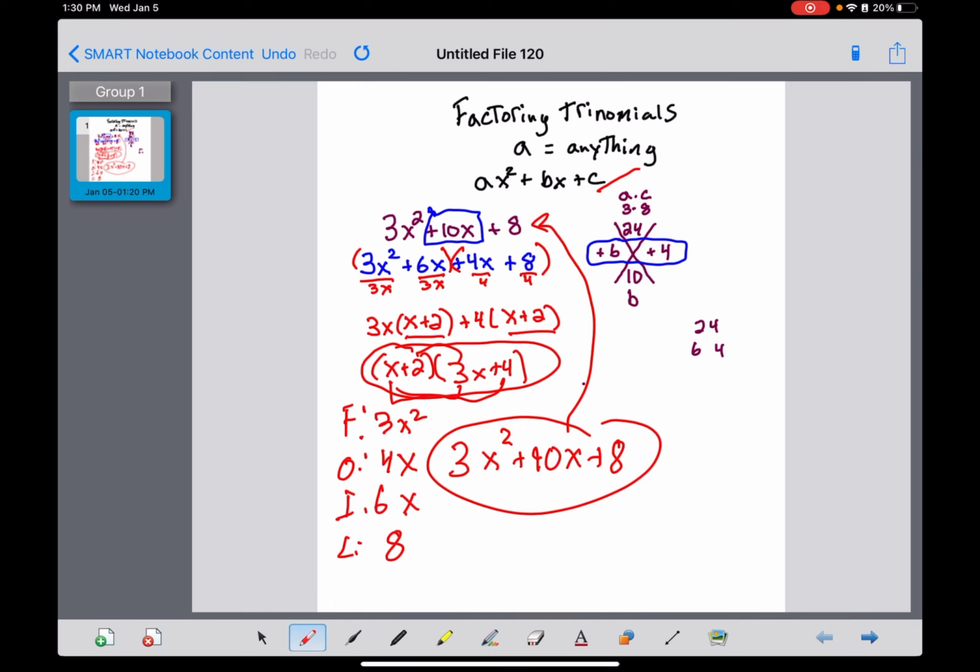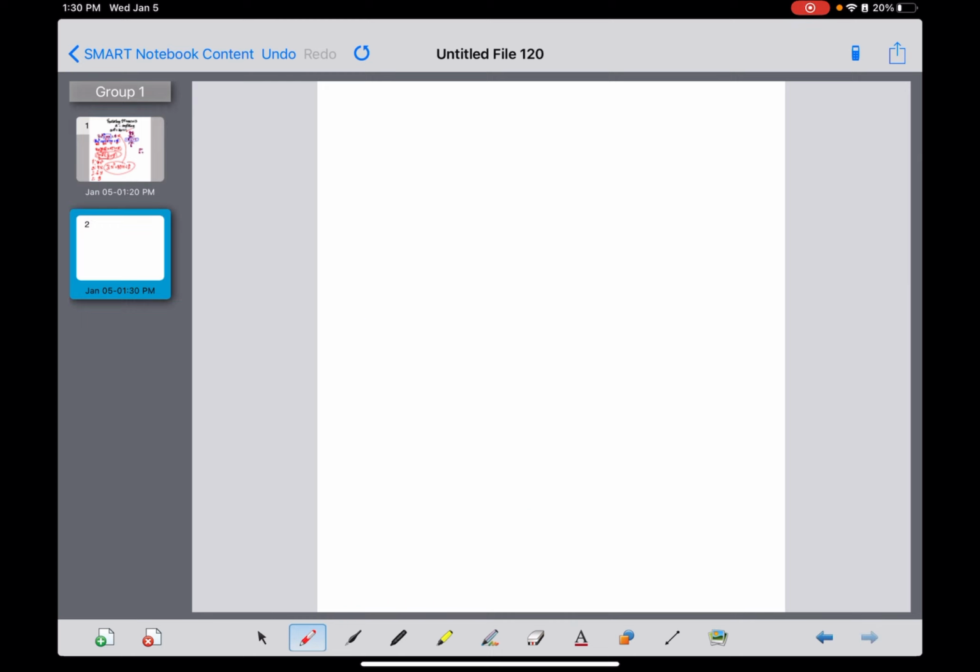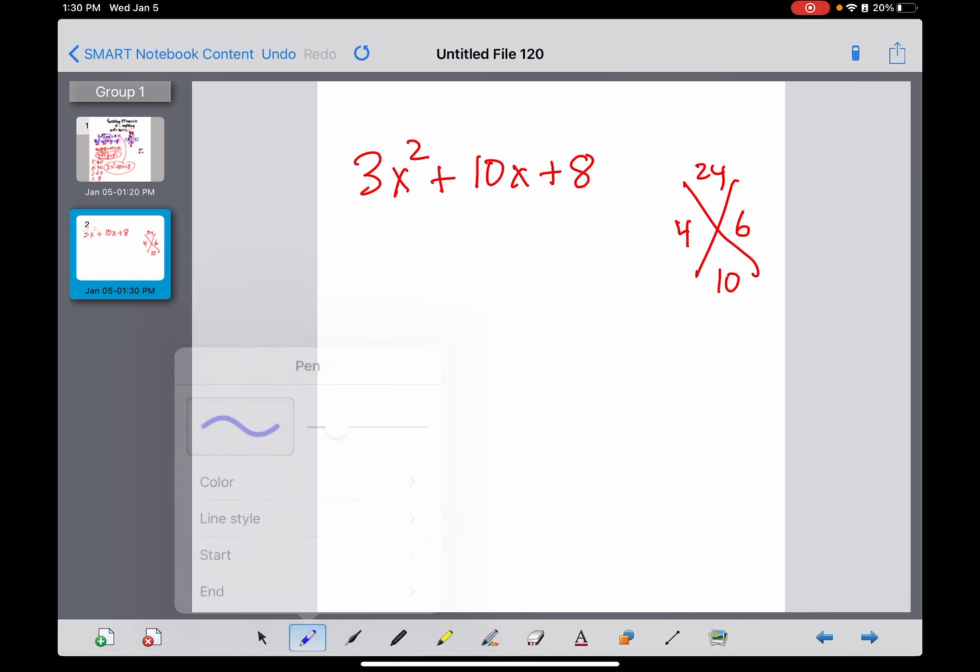Okay, so a logical question comes up after this, right? So let's look at this again. It was 3x squared plus 10x plus 8. This was it, right? And we did our little thing here, and we said this was 24, and we said this was 10. And we put 6 first, right? What happens if I turn it around? What happens if I write 4 and 6 instead? Which is logical, right? Does it still work on our little thing? Yeah. So let's see what happens if we try to split that middle term.